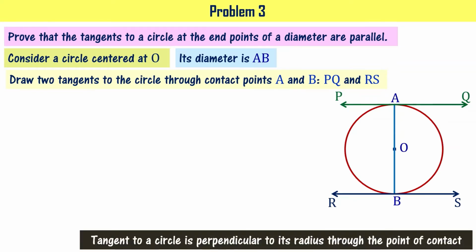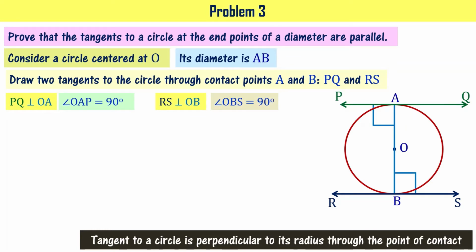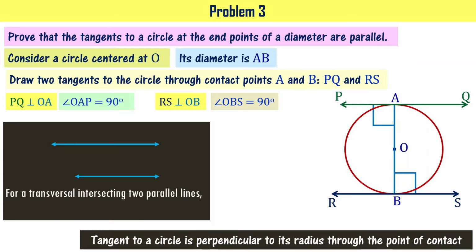We know that tangent to a circle is perpendicular to its radius through the point of contact. It means PQ is perpendicular to OA. OA here is the radius and PQ is the tangent, right? So angle OAP is 90 degrees. We have marked that using the 90 degrees angle, right? As you see, RS is perpendicular to OB. It means angle OBS is also 90 degrees, right?